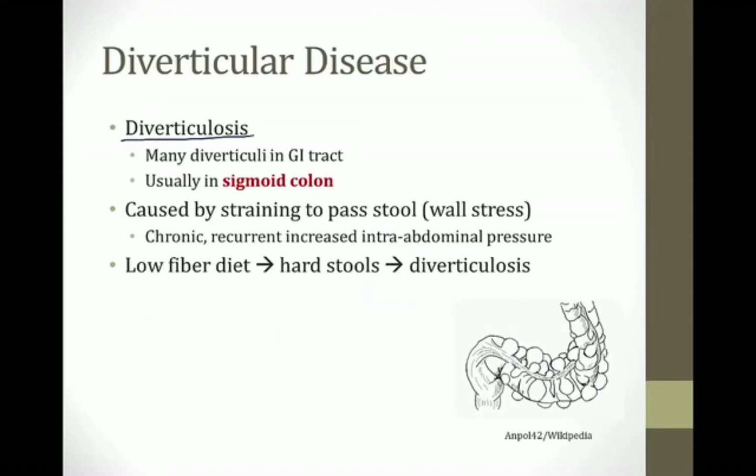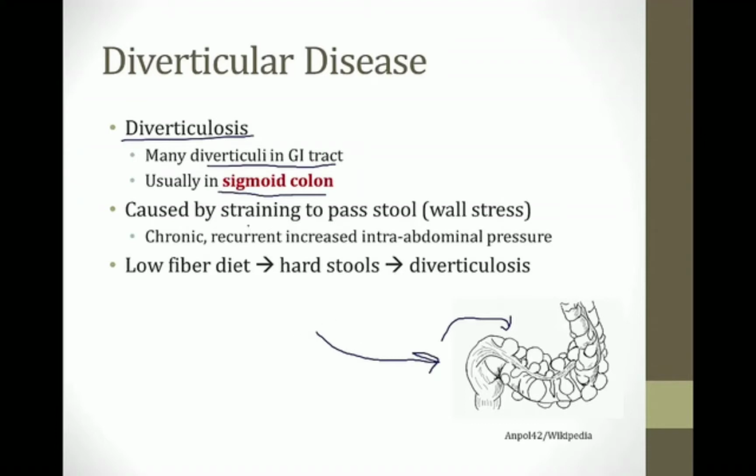We call it diverticulosis when there are many diverticula present in the GI tract, and this usually occurs in the sigmoid colon. This is a picture of what it can look like here. You can see that along the length of the sigmoid colon there are multiple sacs which are diverticula protruding out from the wall of the intestine. That is called diverticulosis, and when patients are taken to the operating room for diverticular disease, you will often see a sigmoid colon that looks like this.